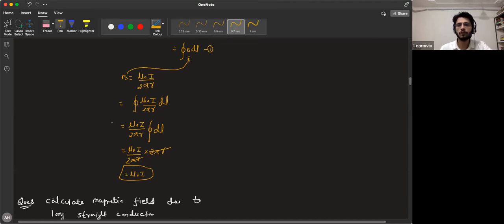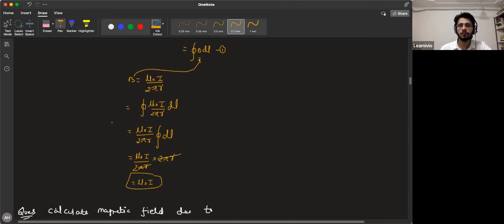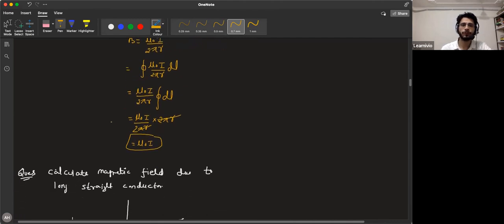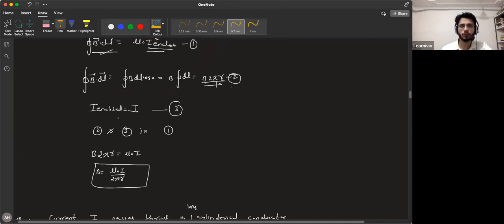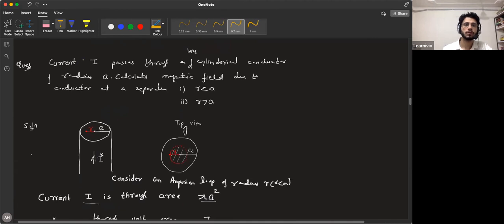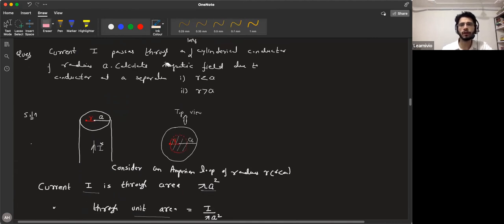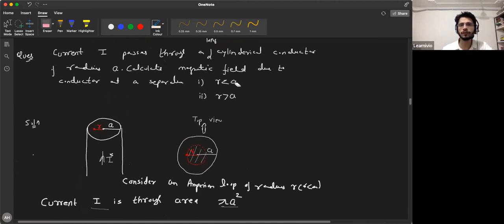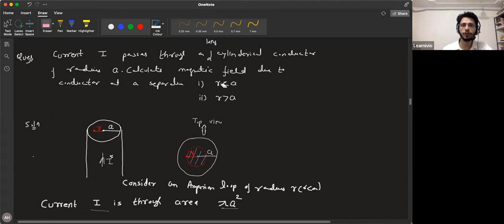Yes, can I scroll it? Yes, sir. So let's do the first question. No, we don't do this question. We will do this question. So you have a long cylindrical conductor of radius A. Calculate the magnetic field due to this conductor at a separation.